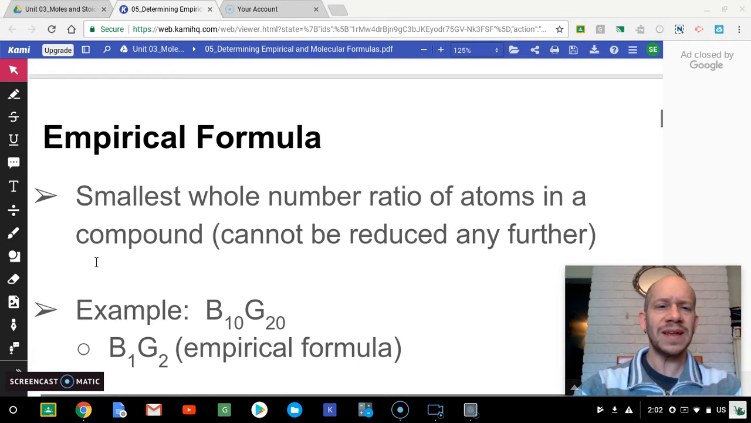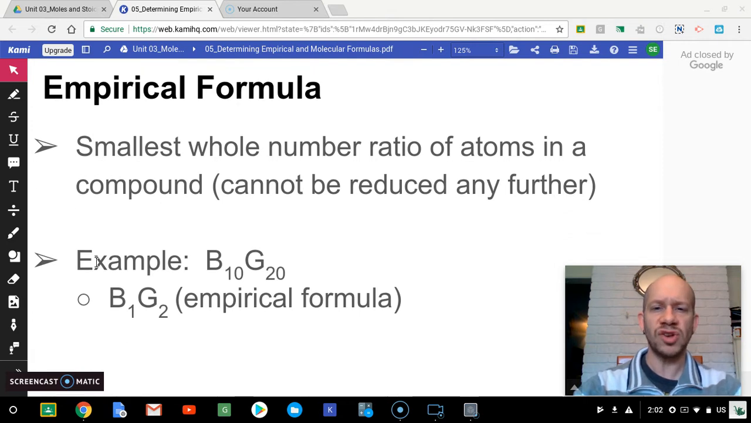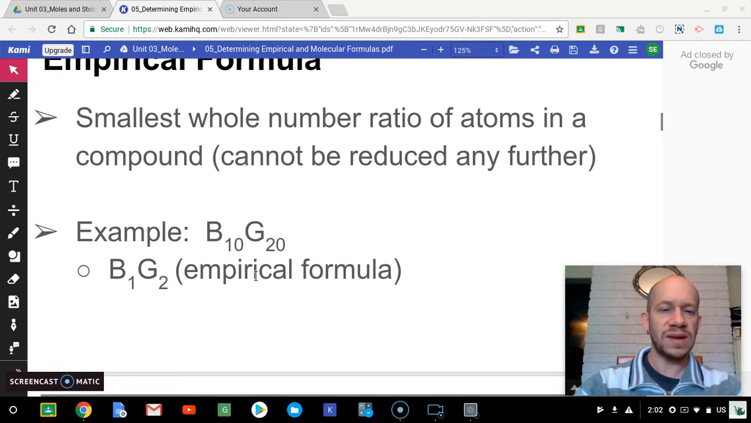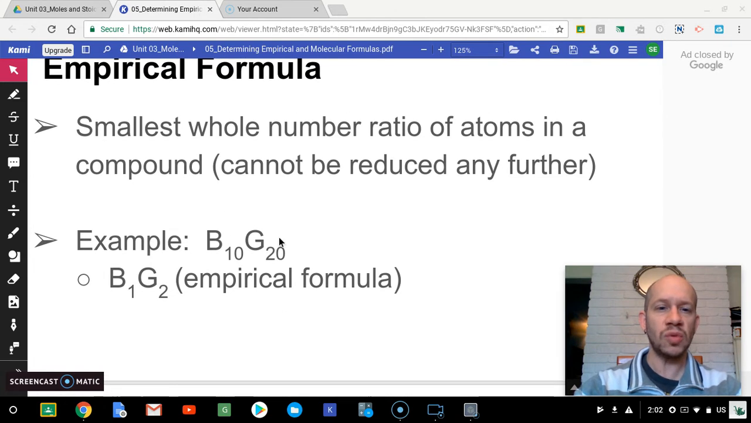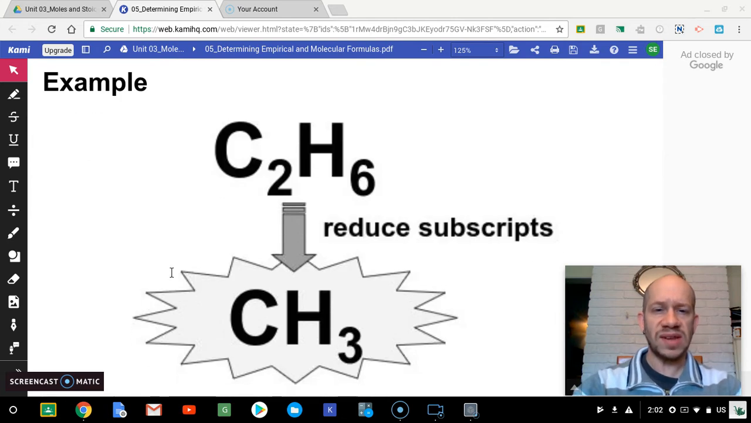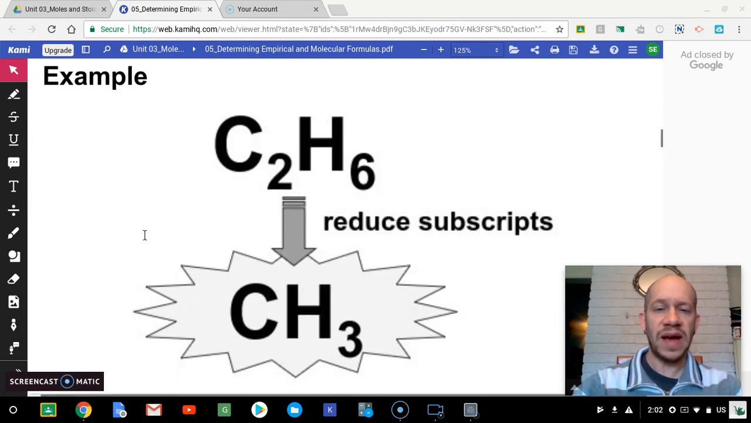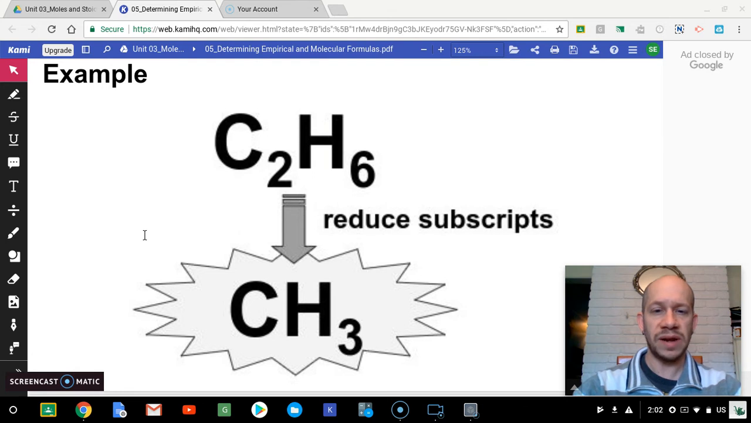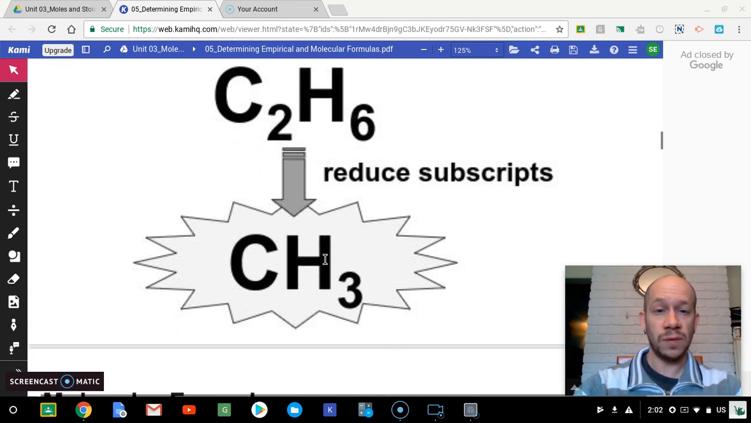An empirical formula is defined as the smallest whole number ratio of atoms in a compound, which means it cannot be reduced any further. For example, if I have a B10G20 molecular formula and reduce it as far as it can go, the empirical formula would be B1G2. Another example, C2H6 is my molecular formula. If I reduce the subscripts by the greatest common factor, I will get CH3, which is the empirical formula.